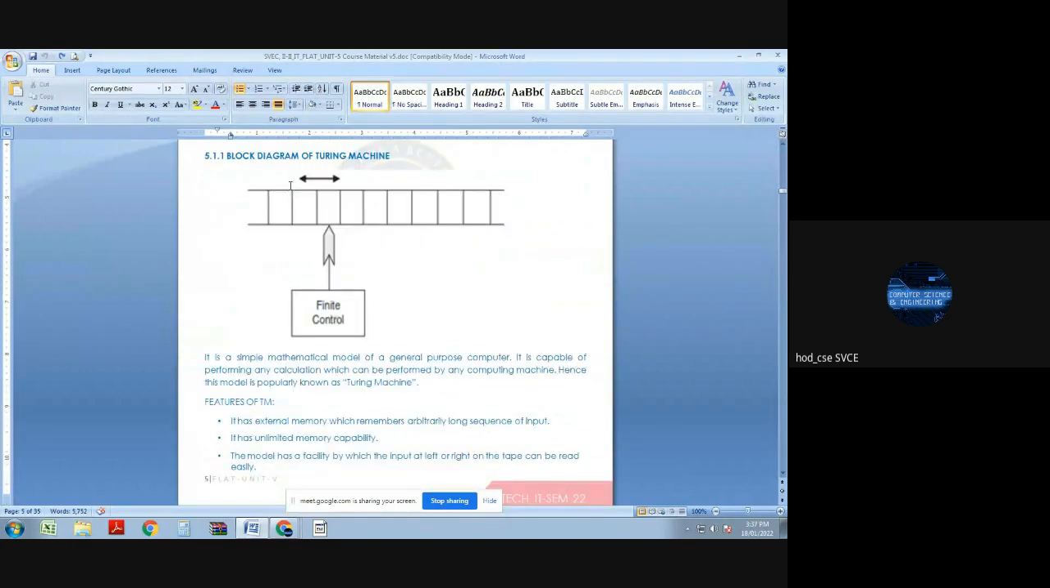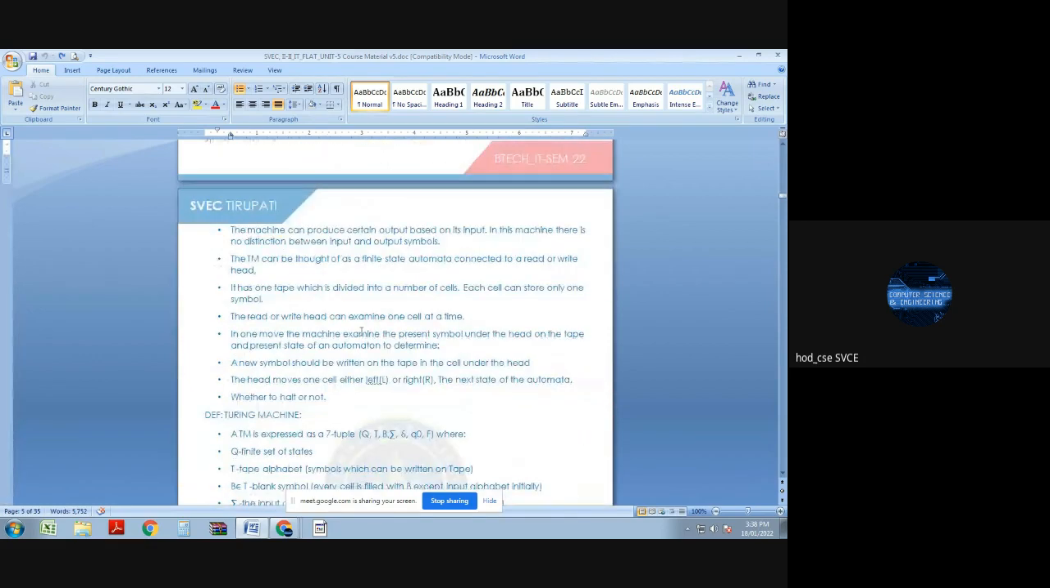These are the common things when compared with the finite automaton. The tape is divided into n number of blocks. Each block will store one input, and the read-write head can read one cell at a time. Then a new symbol can be written on the tape in the cell under the head. We can perform read operations as well as write operations, and we can also move the head either to the left or right.